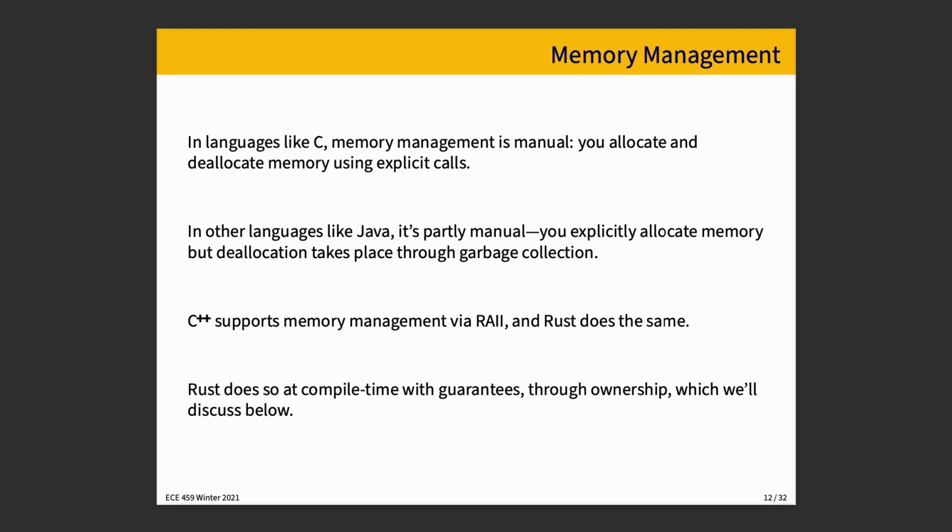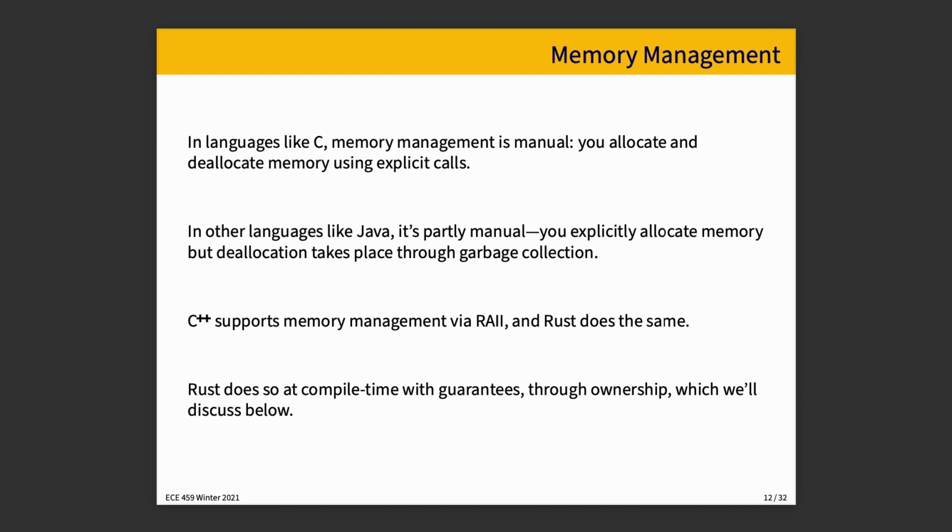Now, in other languages, it's partly manual. You explicitly allocate memory in that you use the constructor, you create it, use the new keyword, that sort of thing. But deallocation takes place using garbage collection. So every time we create something, we are effectively creating it explicitly, but garbage collection occurs when the Java runtime can figure out that this memory is no longer needed. So it can be thrown away at that point, which results in it being collected as garbage whenever the garbage collector feels like it's going to run. Okay, that's a strategy.